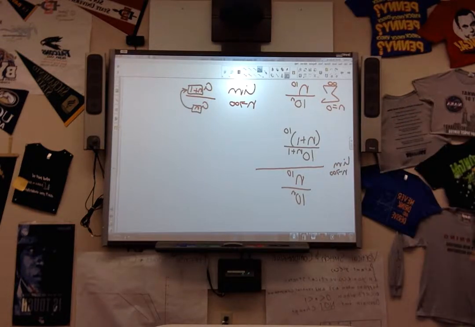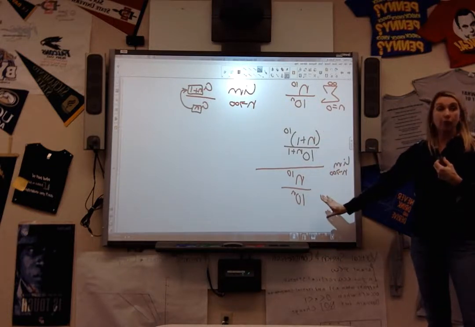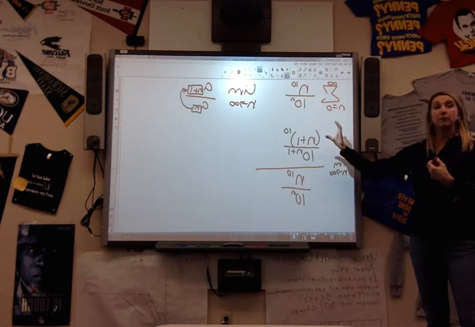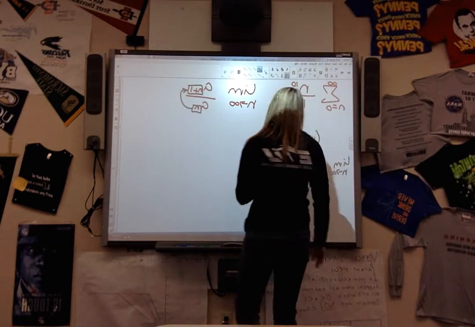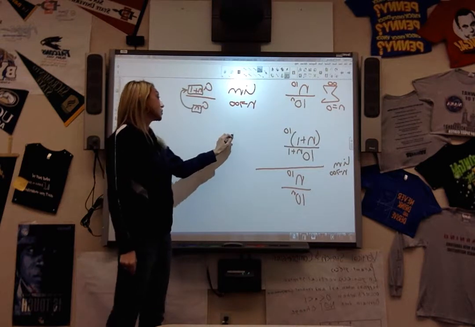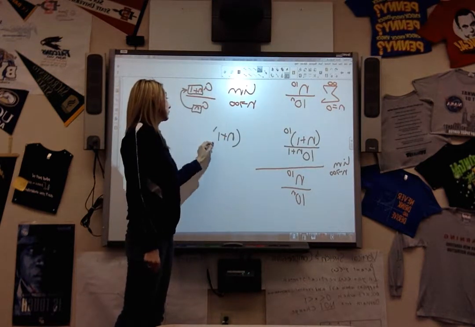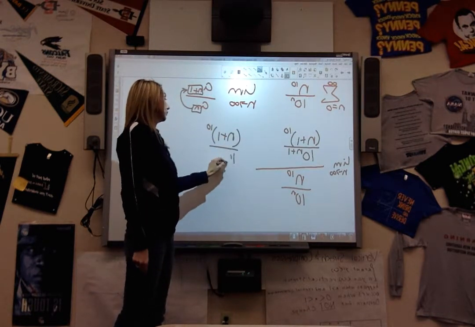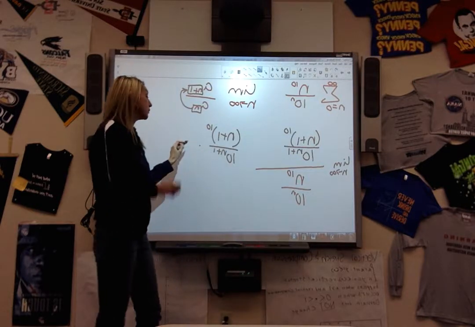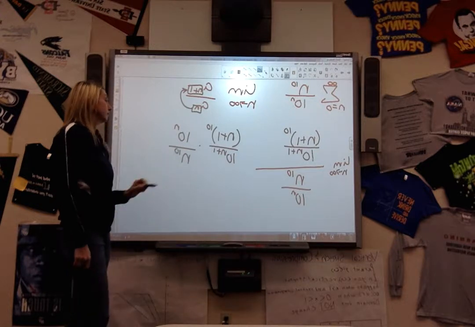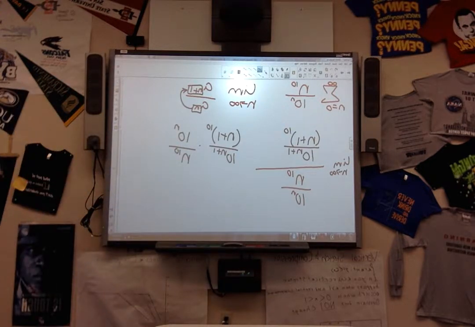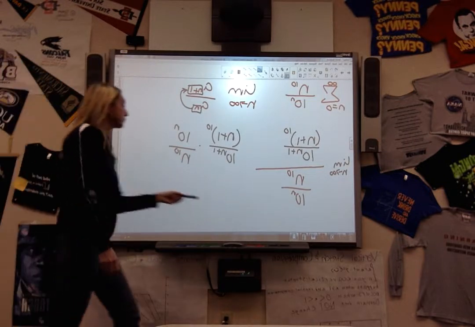Algebra before calculus. Okay. So we've got a fraction over a fraction. So top divided by bottom is top times reciprocal. Awesome.